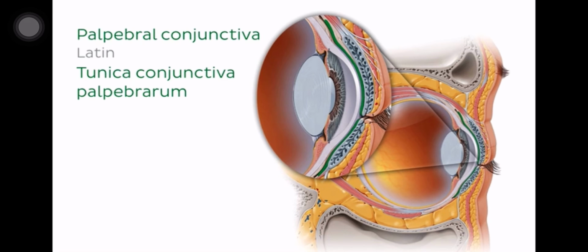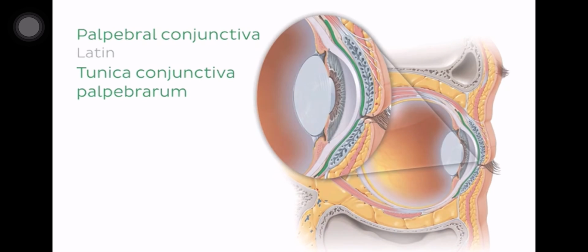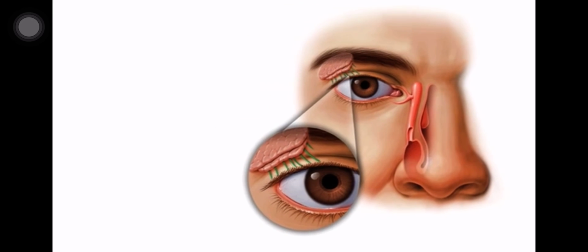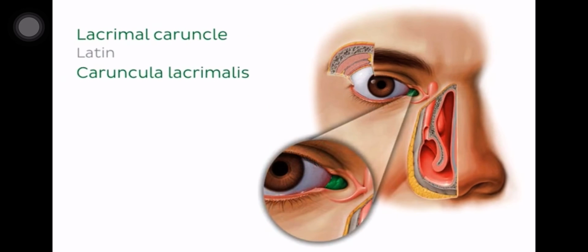The space between is the conjunctival sac. It is the superolateral aspect of this sac that lacrimal fluid drains into from the excretory ducts. On the medial aspect of the eye, we can see the lacrimal caruncle highlighted in green.